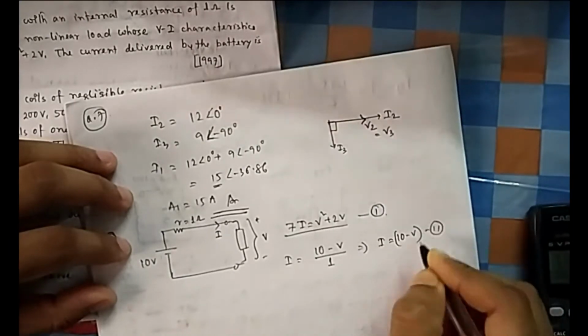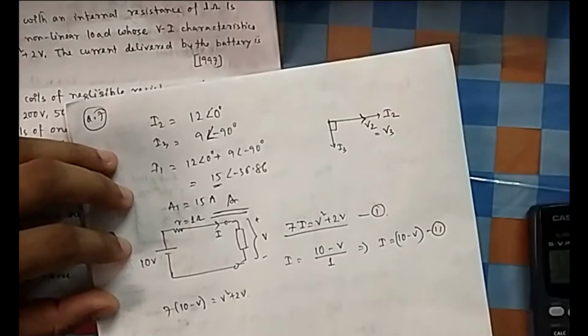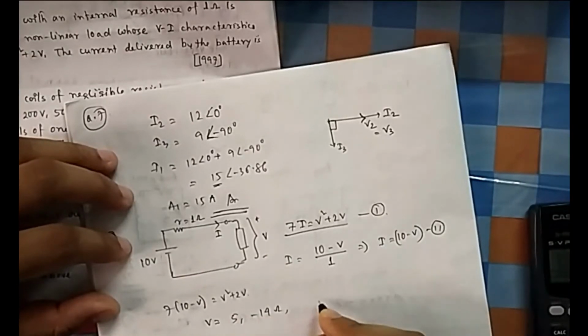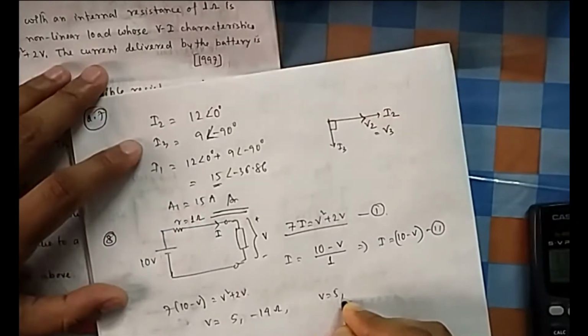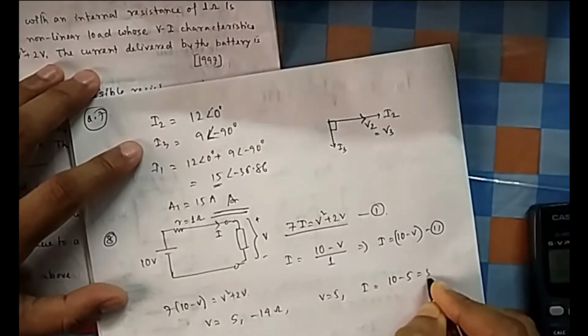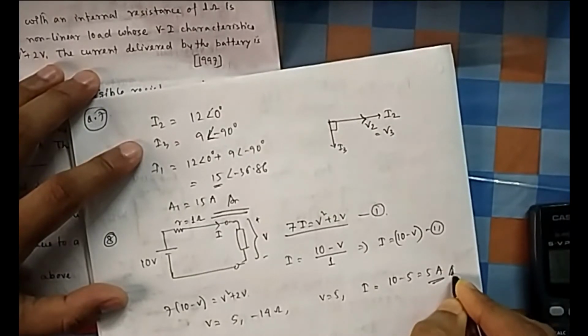So if you put 2 in 1, you will get the answer. I am not solving it, I think you can do it. It is a quadratic equation. It will come 5 ohm and minus 14 ohm. So minus 14 it cannot be. So V is equal to 5 volt. Once V is equal to 5, they have asked the current I. What is I? I is equal to 10 minus 5, that is also 5 ampere. So the answer is 5 ampere.